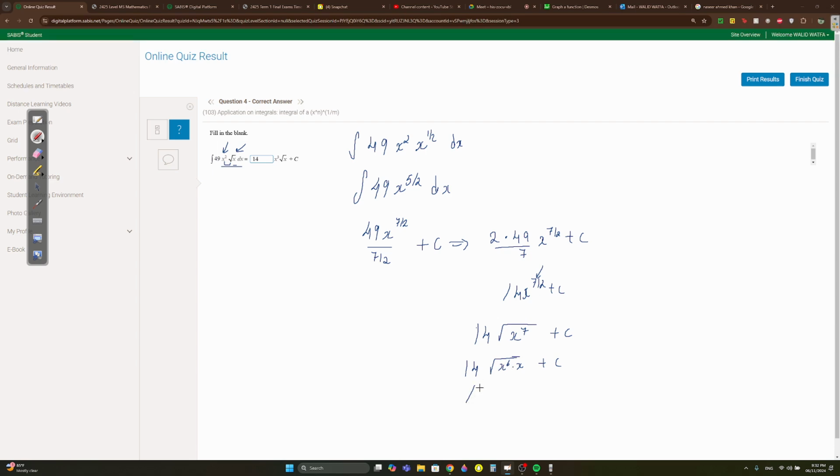x to the power of 6, can you take it out? Of course you can take it out. It will be x cubed root x plus c. This is the way I simplify.